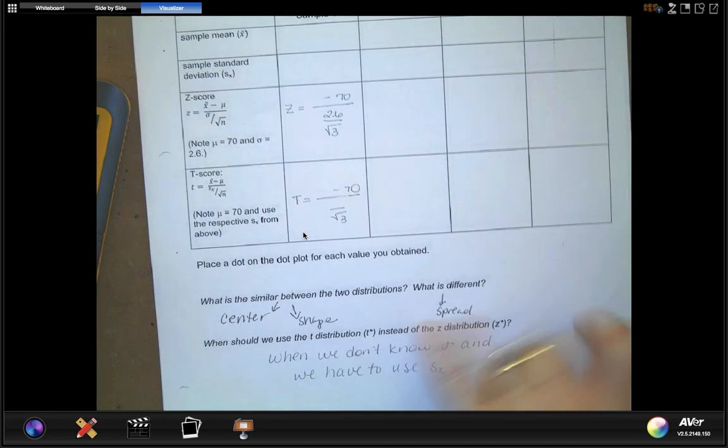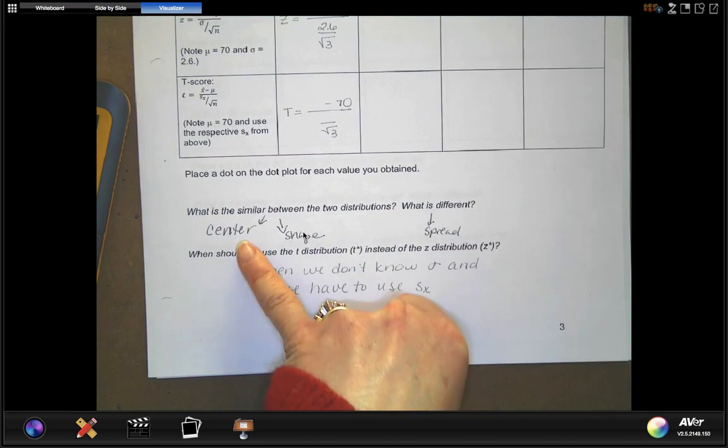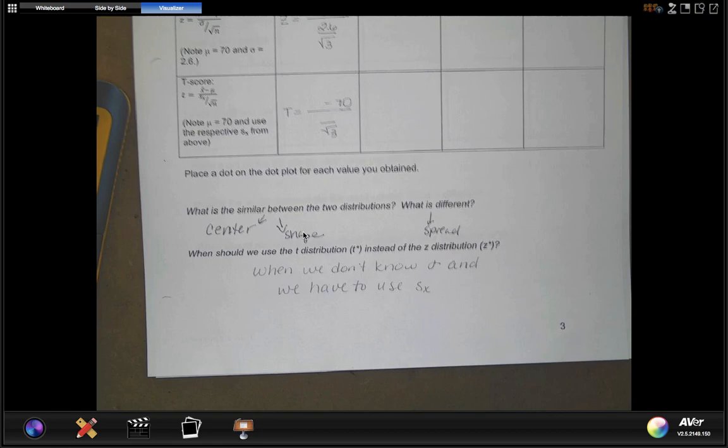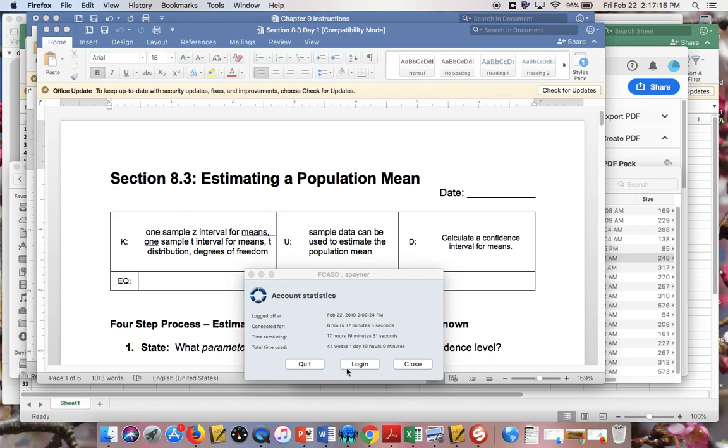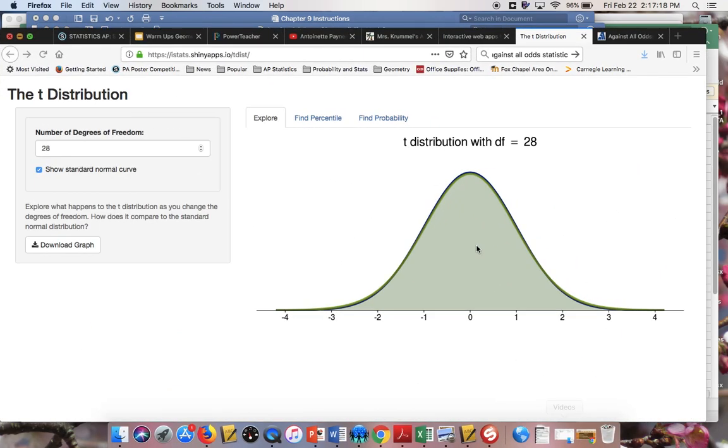Basically, we would have gone through this little activity and you would have seen the differences in the two distributions. So what you need to know here is what's similar between the two distributions. What's similar is that they're both centered at 0. If you go back and look at this picture, even if I change this back to 1, they're both centered at 0.